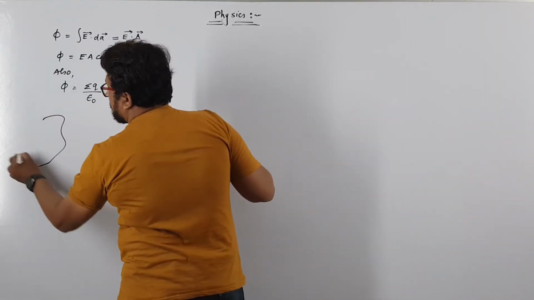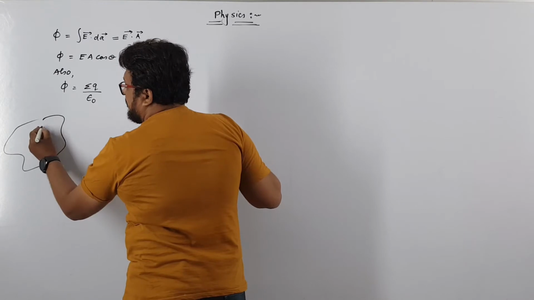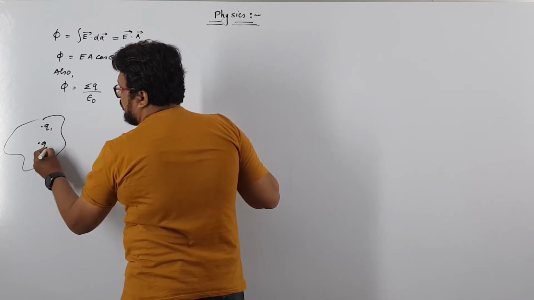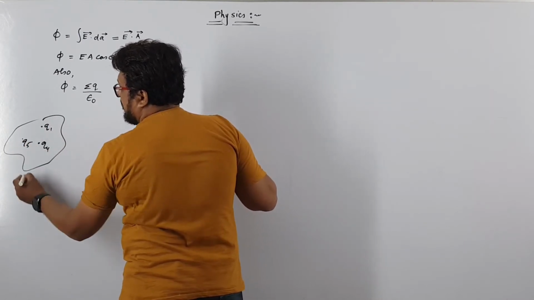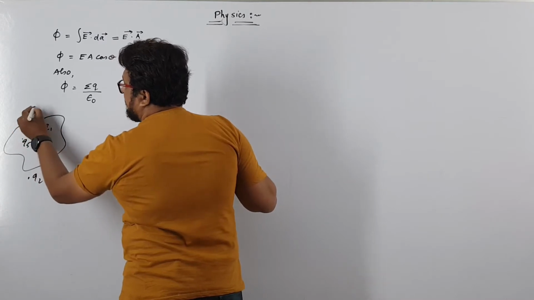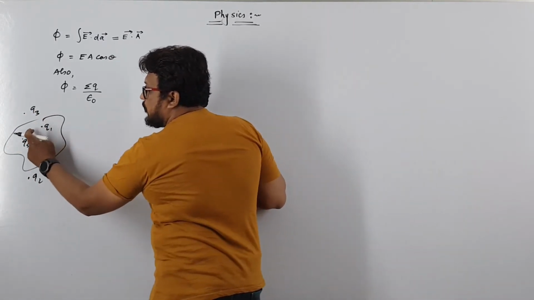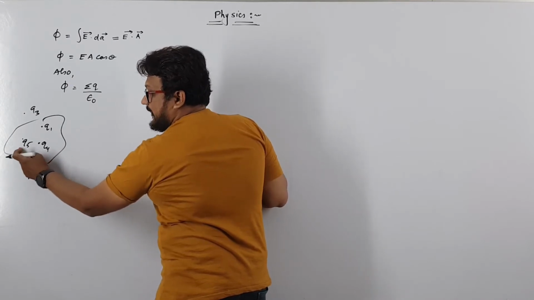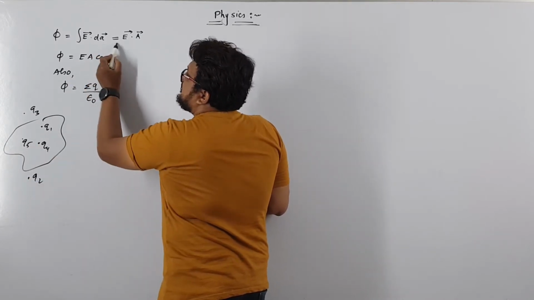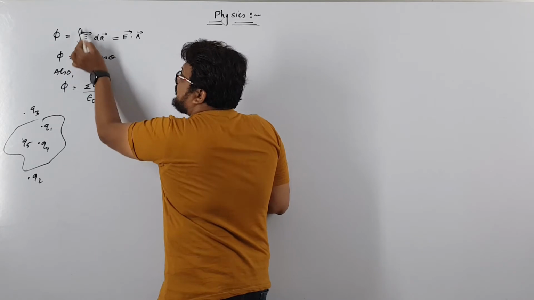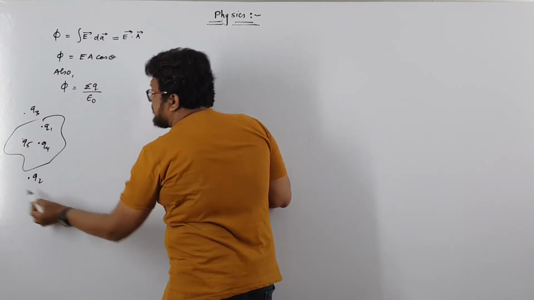Suppose we have a closed surface like this, and here we have charges q1, q4 and q5, and let us say q2 and q3 are outside the closed surface, then this sigma q will be q1 plus q4 plus q5, right? And in this equation this electric field will be due to all the charges, right?